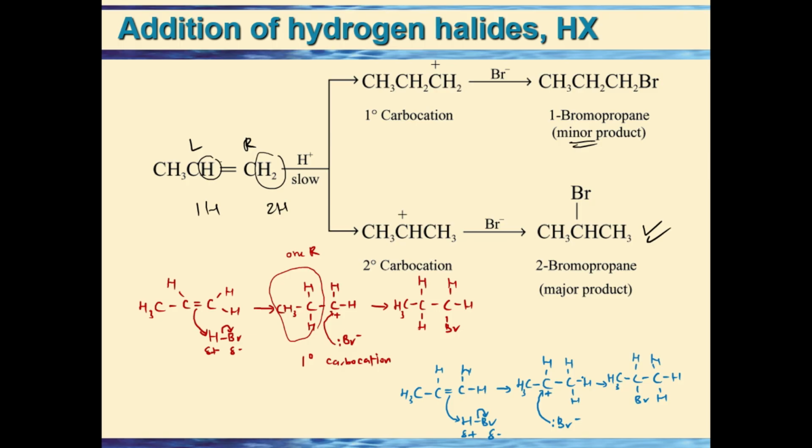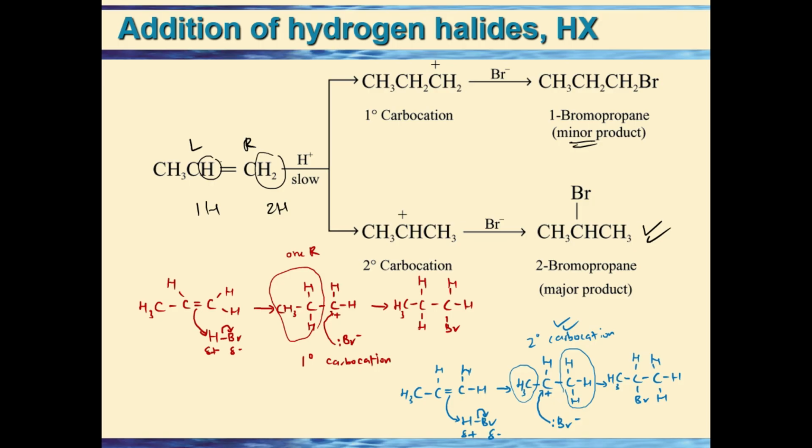Now let's look at the intermediate. The positive carbon is bonded to two alkyl groups. So for the second mechanism, a secondary carbocation is formed. Just now we looked at the stability of different carbocations. Tertiary is the most stable, followed by secondary, and the least stable one is the primary carbocation. So if we compare these two carbocations, the secondary carbocation is more stable. So the second mechanism produces a more stable intermediate.